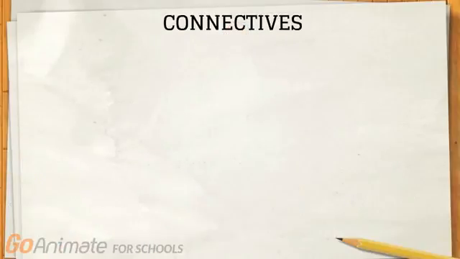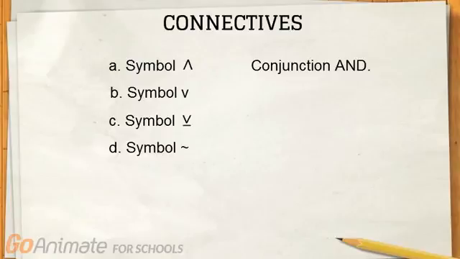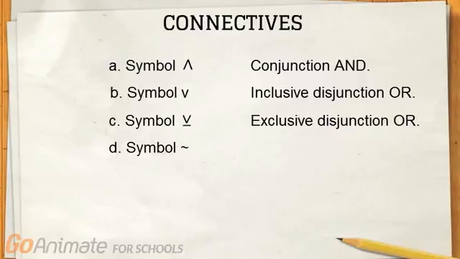Now, let's move on to another term in logic, known as connectives. Give your attention to the following symbols. As you can see here, there are four symbols which are labeled as A, B, C and D. These symbols are known as connectives. Symbol A is known as conjunction, symbol B is an inclusive disjunction, symbol C is an exclusive disjunction, or symbol D is a negation. They are known as the most common connectives in logic. By the way, where can we use connectives?